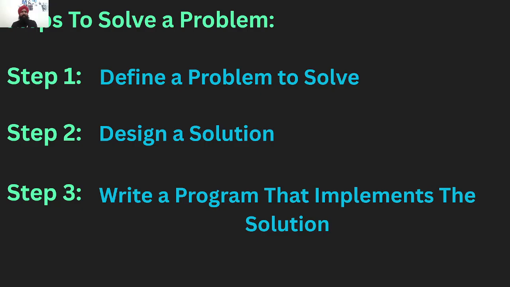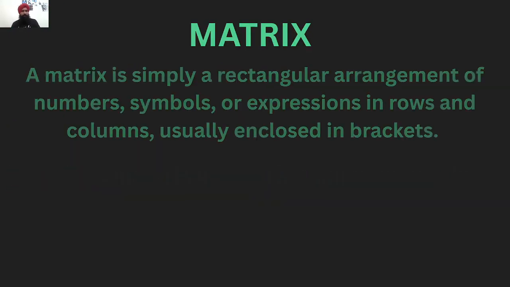Now, there are three steps in which we are going to solve this problem. In the first step, we define a problem to solve, which in our case is to find the row echelon form of a matrix using C++. In the next step, we design a solution, and in the last step, we write a program that implements the solution.